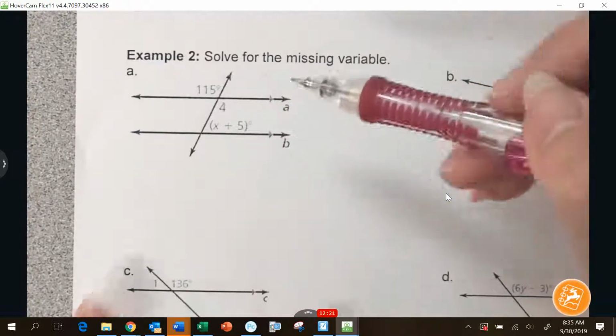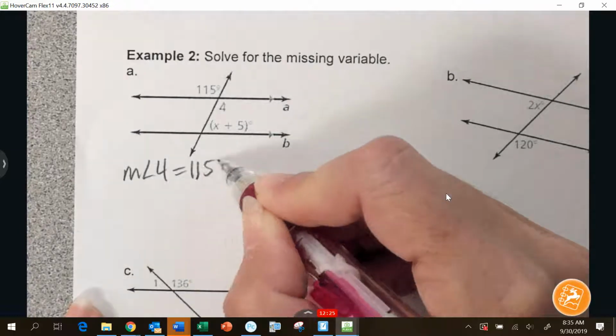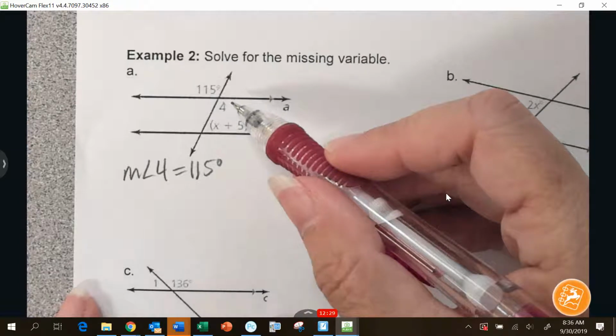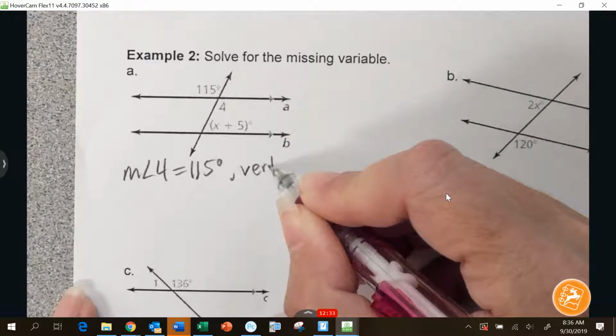So what is angle 4? 115 degrees, because why? Vertical angles are congruent.